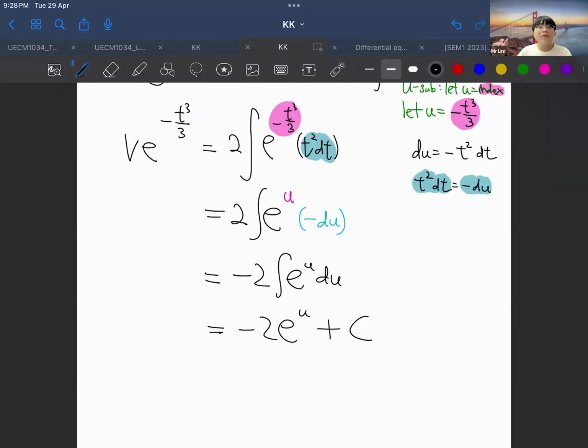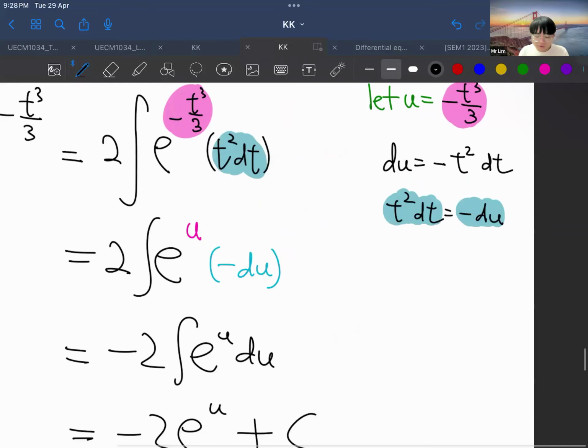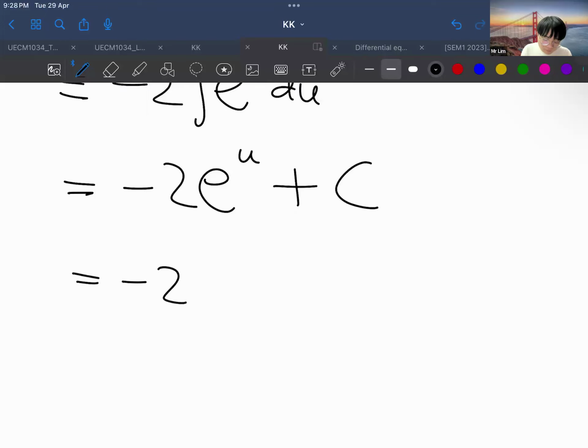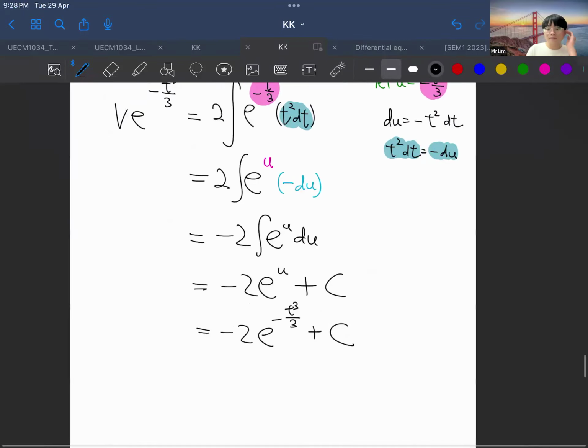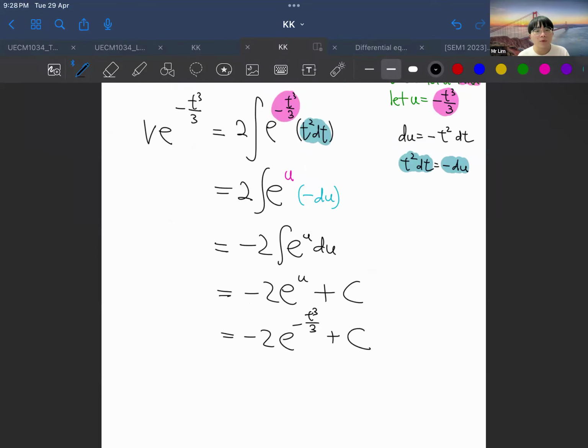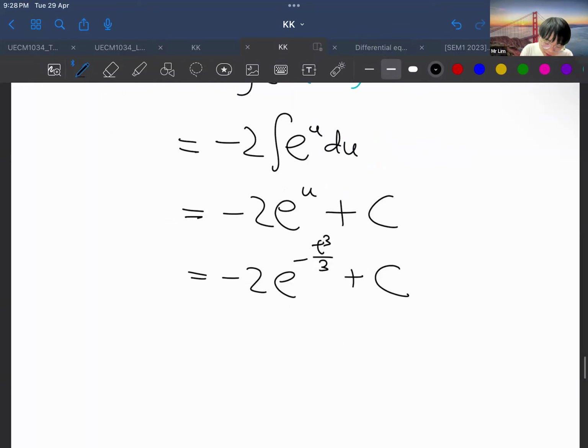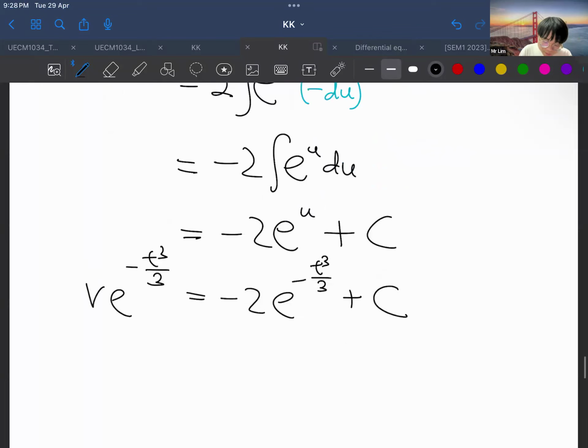Okay, so because you use a substitution u, your final answer also better to change back into t. So your u is equal to negative t cubed over 3 plus c. Okay, is that the final answer already? Not yet, of course. Because your left-hand side is v e^(negative t cubed over 3), right?